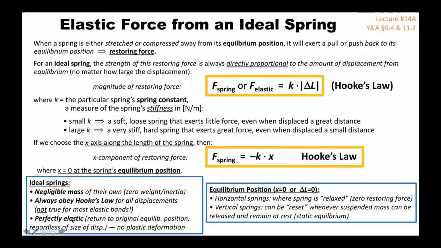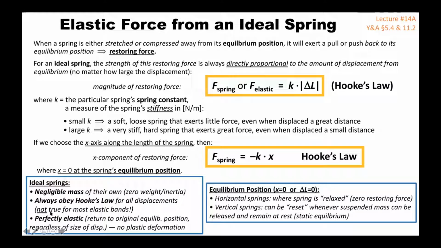And then finally, in real life, springs are not always ideal. First of all, they have some amount of weight and inertia of their own. This causes a little departure from Hooke's law, but it's more important later when we talk about oscillations of springs. Real life elastic objects do not always obey Hooke's law, meaning if you stretch them twice as far, they don't always exert twice as much force. So this is especially true for elastic bands and bungee cords. They just simply don't follow Hooke's law for large displacements.